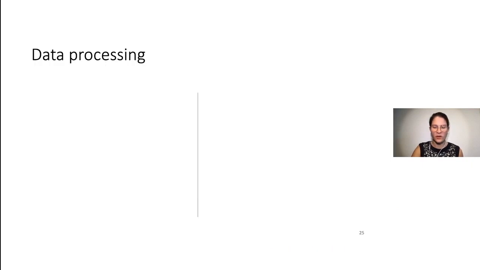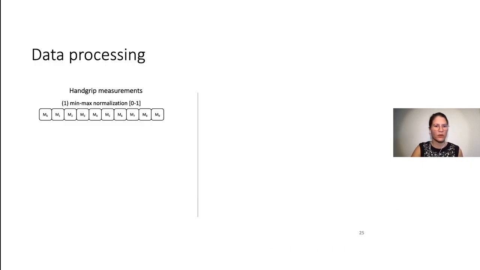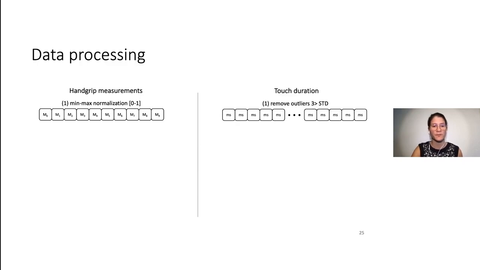So now let's talk about the data processing. For the handgrip measurements, what we did is we took the 10 measurements and we did min-max normalization. We did this normalization for participants, so per participant per trial.